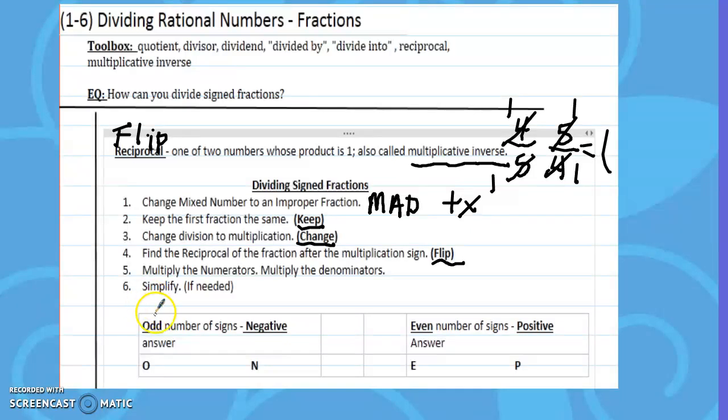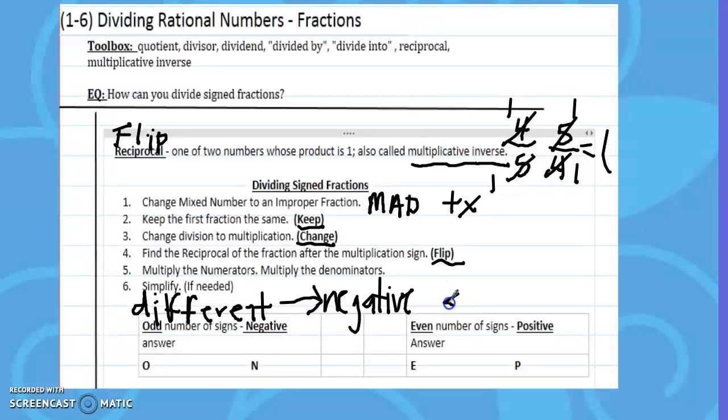If you remember our rules, if they're different, it is negative. And if they are the same, it is positive. We also talked about the odd and the even. So if you have an odd amount of signs, it's negative. An even amount, it's positive.